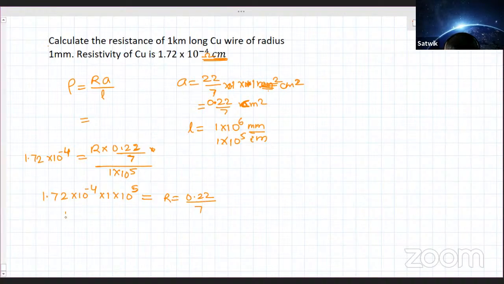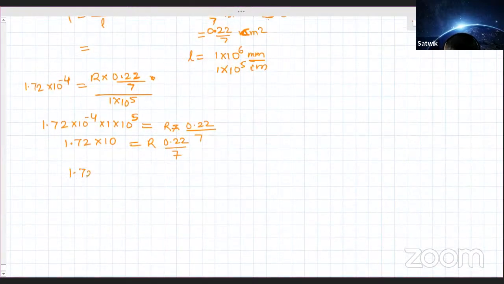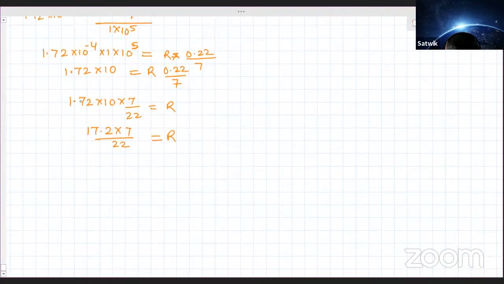Then 1.72 into 10 is equal to 0.22 R into 0.22 by 7. 1.72 into 10 into 7 by 0.22 is equal to R. 17.2 into 7 by 22, where 120.4 by 22.